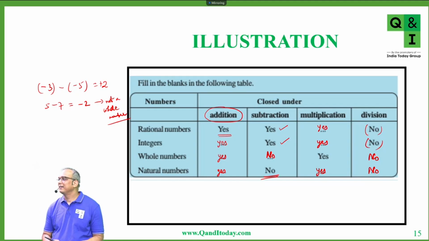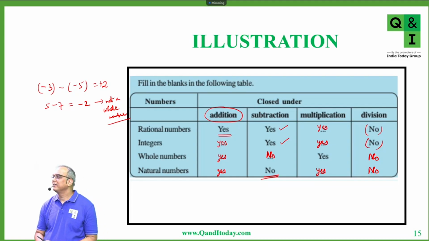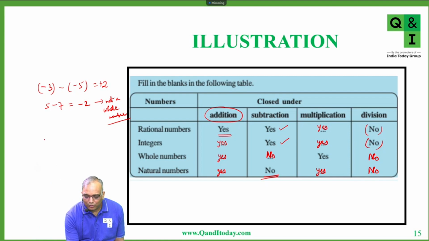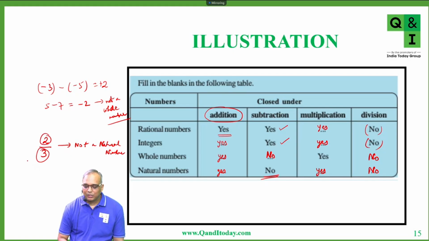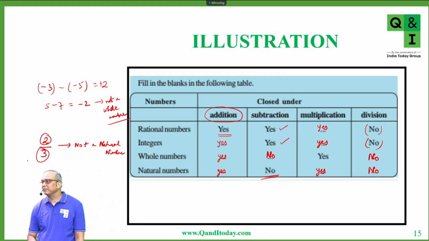Sir, can you prove natural numbers division, sir? Yeah, I'll do that. So let's say we have two natural numbers, 2 and 3. So 2 divided by 3, this is not a natural number. So even though 2 and 3 are natural numbers, 2 by 3 is not a natural number.